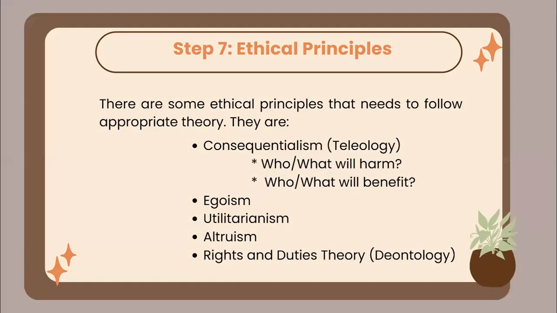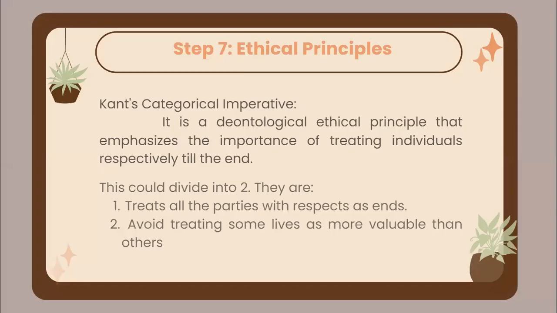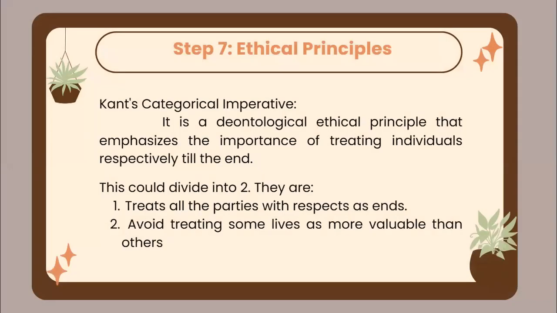Kant's categorical imperative. It is a deontological ethical principle that emphasizes the importance of treating individuals with respect till the end. Moreover, this could be divided into two points. Treat all the parties with respect. This means individuals should be treated with value and dignity. Their lives' worth should not be reduced. The second point would be avoid treating some lives as more valuable than others. This means it is unethical to treat some people as more valuable or important than others when making ethical decisions.